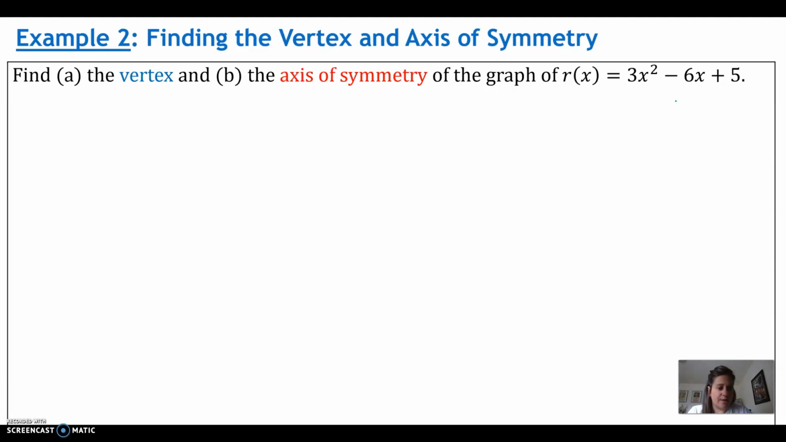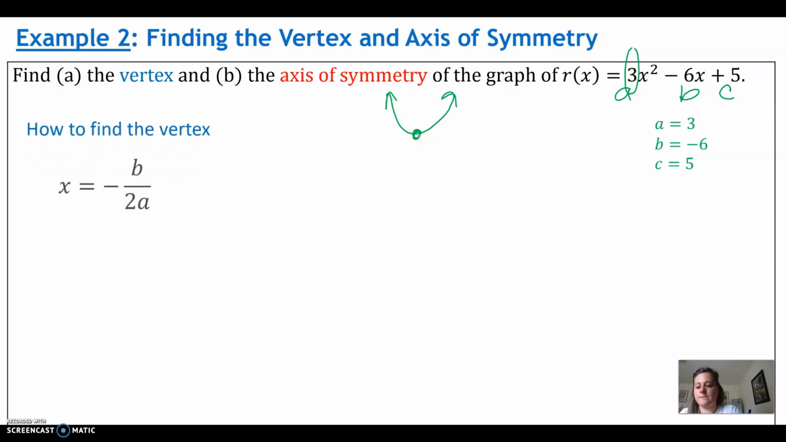So different function now. So we have r of x. So again, let's write down our a, b, and c. So a, b, and c. Let's do a little sketch. So a is a +3, so means it's going to be opening up. And I need to find my little vertex down there.